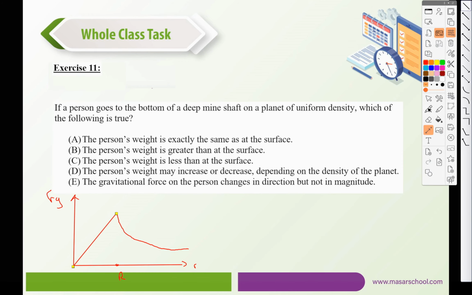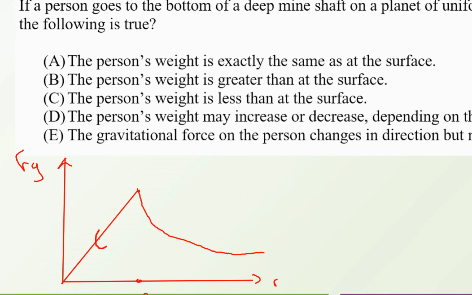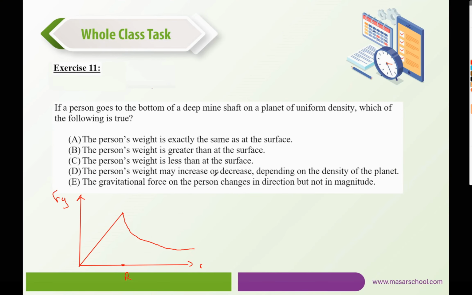So this is how the gravitational pull varies with respect to the position R. This region corresponds to the inside of the planet, and this is outside the planet. And we need to see how the person's weight varies with respect to R. So A, the person's weight is exactly the same at the surface. Now we know that there is a variation. B, the person's weight is greater than at the surface. We know that this is not true because it is the greatest at the surface. It starts to decrease when we go to the center.